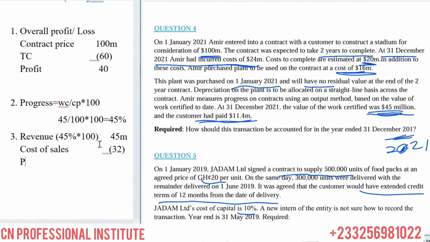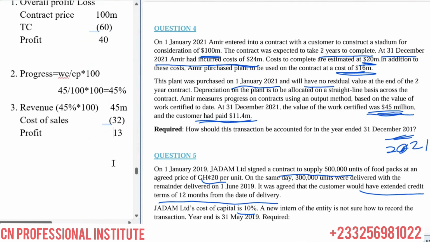So we have a profit of 13,000. So this 13 million is a profit. That's a profit we have to record in our books, right? Then let's go to the statement of financial position.